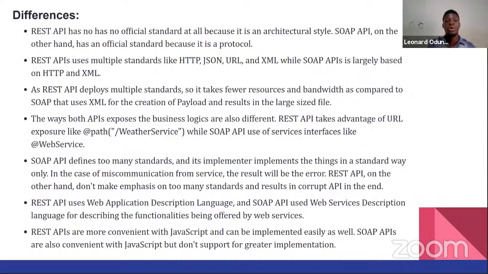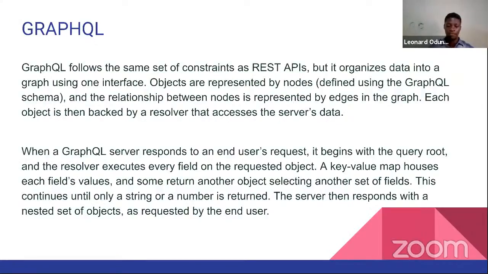So to continue, I also like to talk about the third major type of web API, which is basically GraphQL. GraphQL follows the same set of constraints as REST APIs, but it organizes data into a graph using only one interface. Objects are represented by nodes, and the relationship between nodes is represented by edges in the graph. Each object is then backed by a resolver that accesses the server's data.